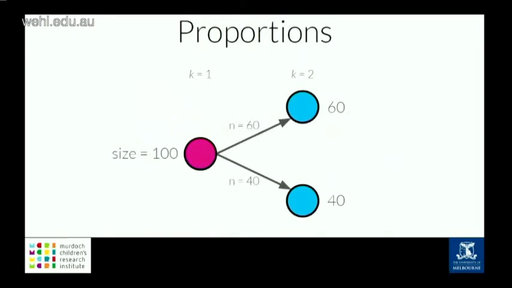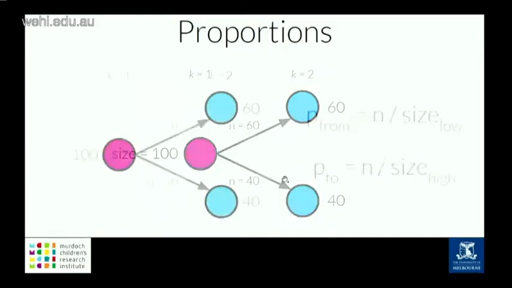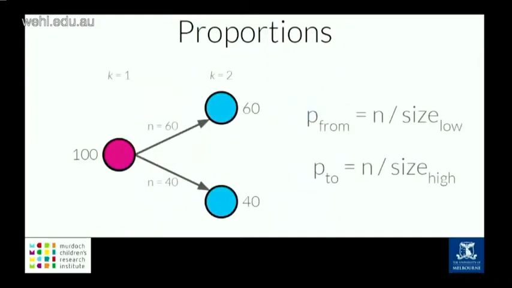So let's imagine we have this small mini example tree. We've started with 100 samples, and this is our root node, where everything's in one cluster. We then do a clustering with two clusters. It breaks up into this cluster of 60 samples and this cluster of 40.